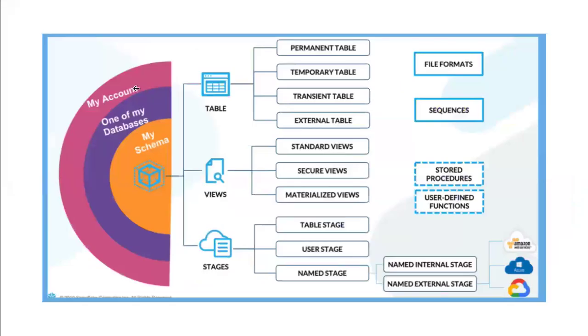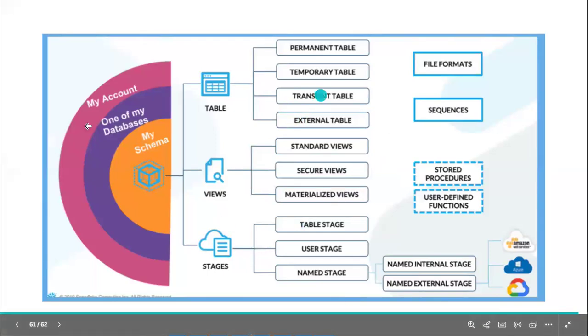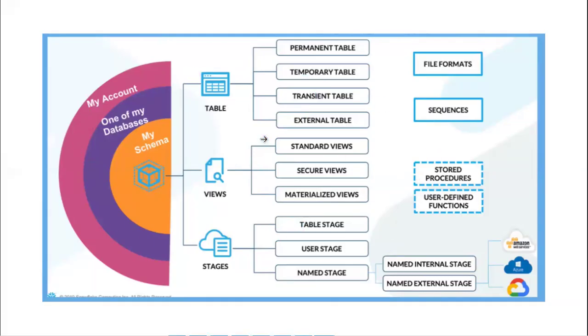When it comes to Snowflake, we have multiple table types: permanent, temporary, transient, and external tables. We have multiple views and multiple stages as well. These things we'll discuss in the later class.